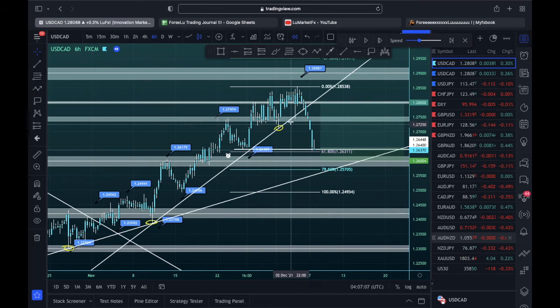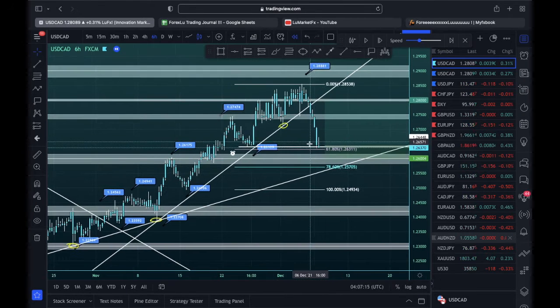Because all them buyers are getting in right here and they're buying the market up, and they all got stopped out. So all their orders are just getting bought up, bought up, bought up. And then now we're going to get the big push that I'm waiting for. So now this is the higher low.